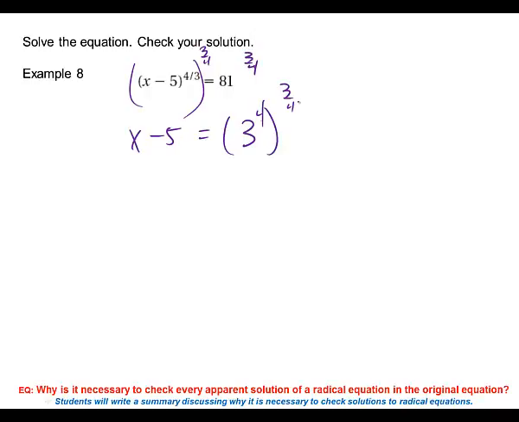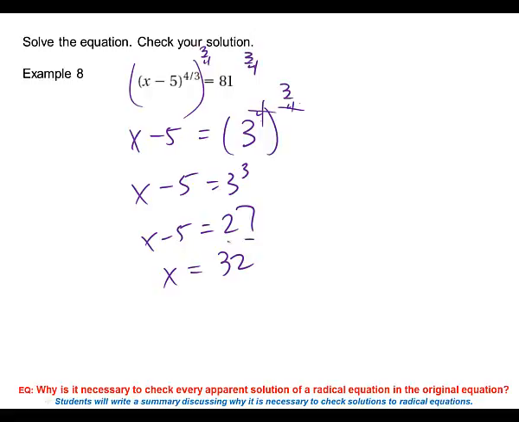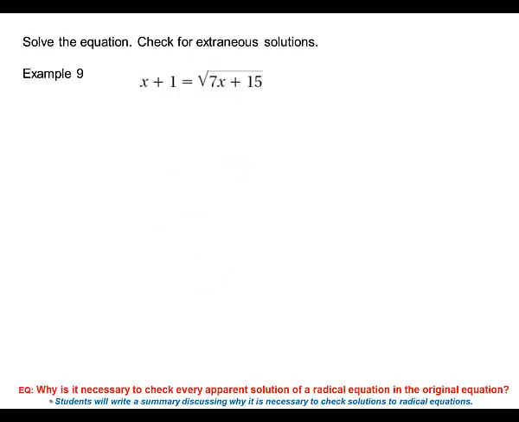All right, what happens with the 4s? Cancel. So we end up with 3 cubed. I probably wouldn't write that line. I'd probably just do it. What's 3 cubed? 27. What am I going to do to move the 5? Add it. What do we end up with? 32. Again, you should check it. Okay, I'm going to keep going because I want to make sure we get through the harder ones here, so we're not confused on the harder ones.